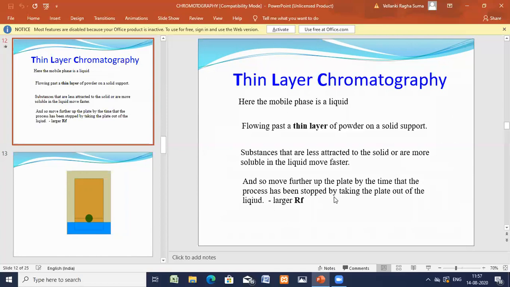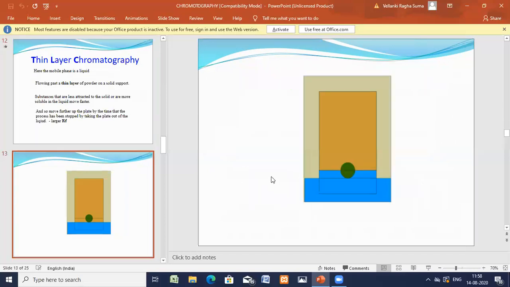Substances that are less attracted to the solid are more soluble in the liquid and move faster. The mobile phase is a liquid flowing past a thin layer of powder on a solid support. The substances less attracted to the solid are more soluble in water and move faster, and so move further up the plate by the time the process has been stopped. On taking the plate out of the liquid, larger RF values are calculated.